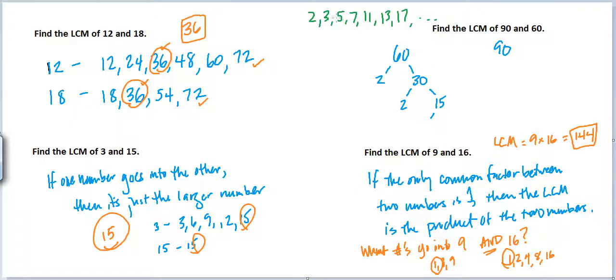So now after 2, we go to 3. 3 goes into 15 5 times, and 5 is a prime number, and that's how you know when to stop. So 60 is the same as 2 times 2 times 3 times 5.